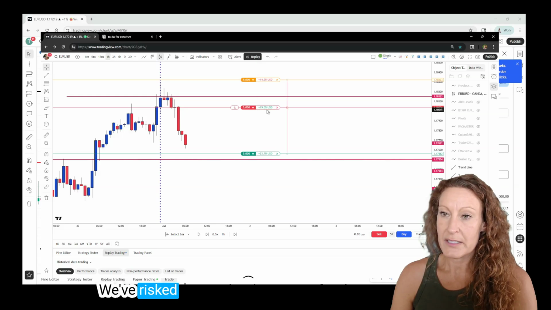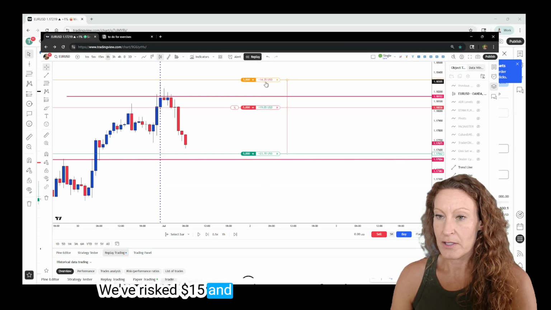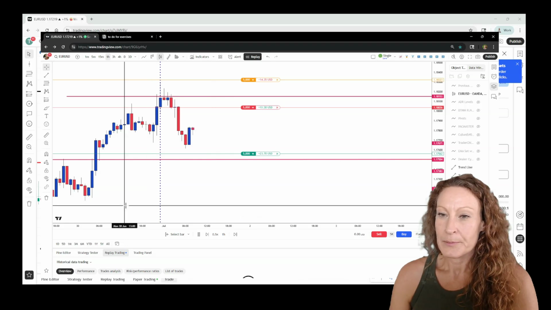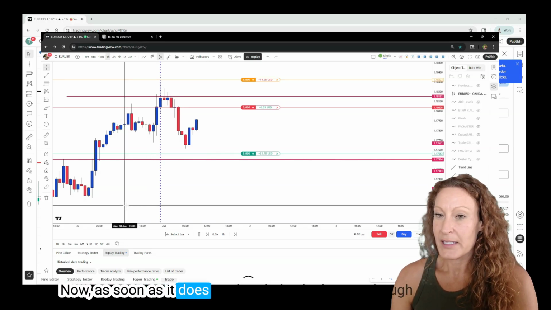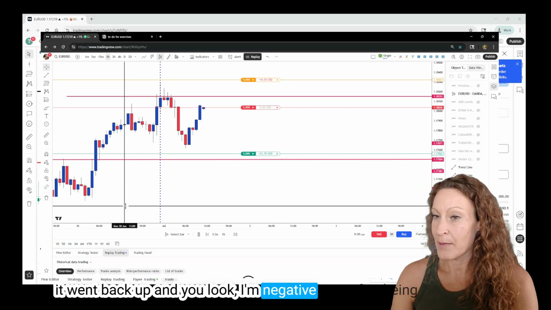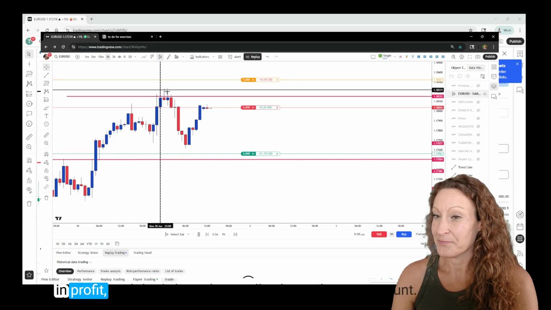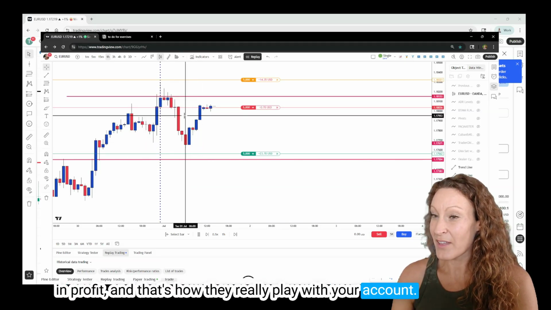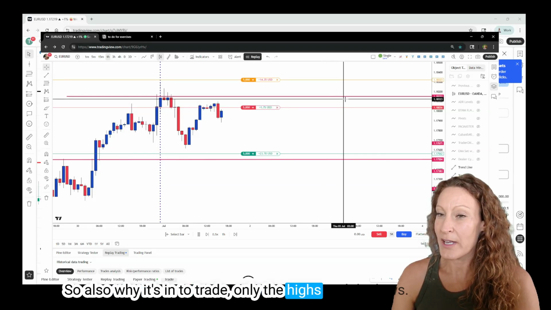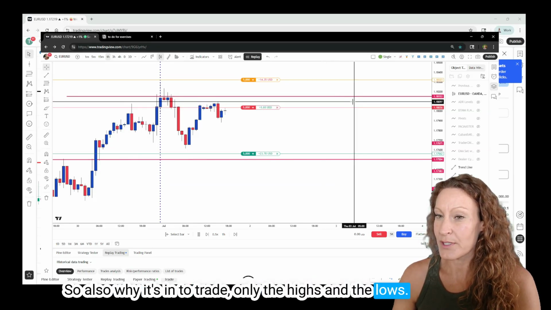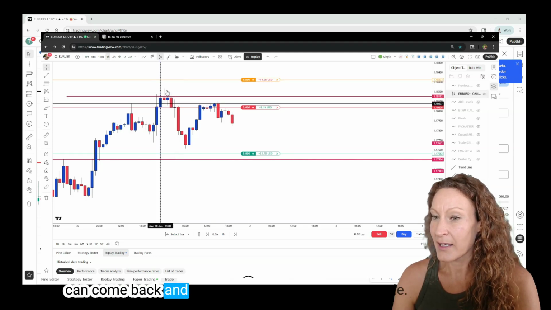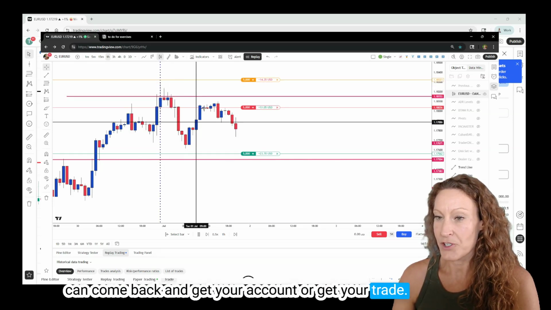We risked $15 and we're aiming for down here, which should be 23 once it plays out. All right, now as soon as it does not break this high, even though it went back up, and you look, I'm negative now after being in profit. And that's how they really play with your account. So also why it's important to trade only the highs and the lows, because if you're somewhere here in the middle, they can come back and get your account or get your trade.